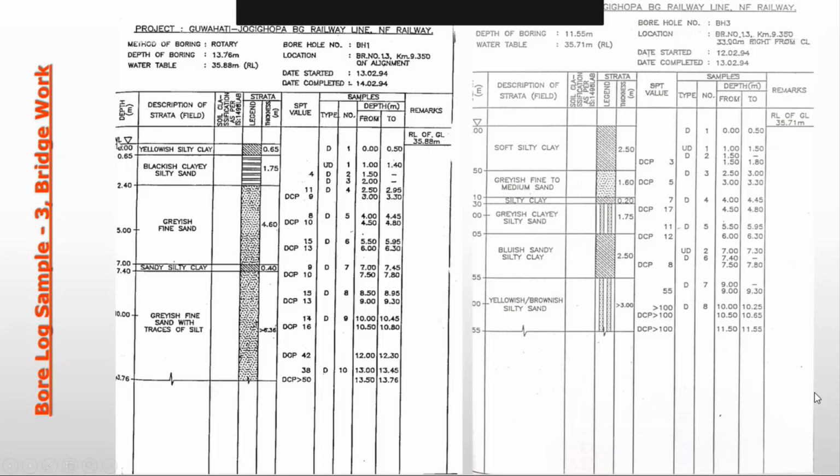Based on this ground, considering that ground, the RL of ground level is, sorry, I misread it. RL of ground level is 35.88 meter, and at that location the water table is also there. Considering 35.88 as zero, they have marked the ground below. Whatever soil strata there is has been mentioned and marked here. The thickness of that strata has been mentioned. Then at what location they have done the SPT, the value has been mentioned here.